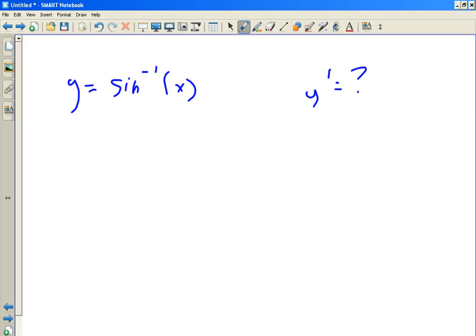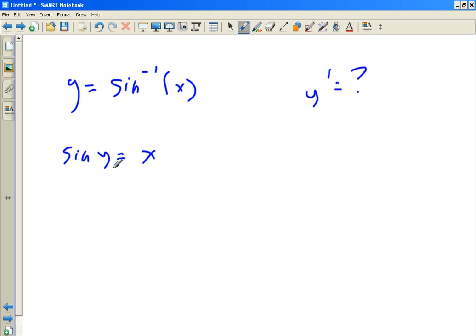Think how we did it with ln. Ethan, any ideas? You could just take the sine of both sides. Right. If I take the sine of both sides, what do I get? Sine of y equals x. And we can differentiate this implicitly with respect to x. Y is a function in x, so you're going to get dy dx from the chain rule. That's what I want, right?